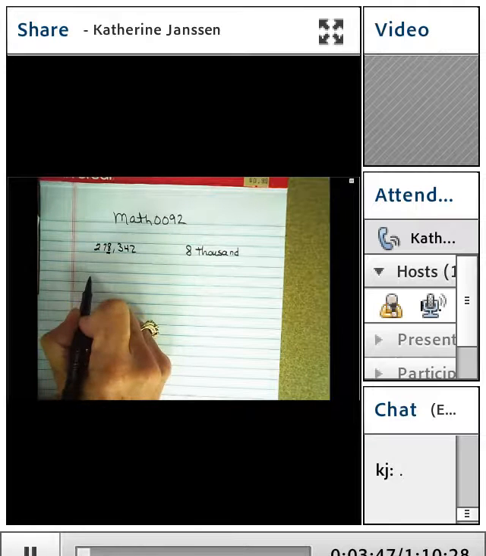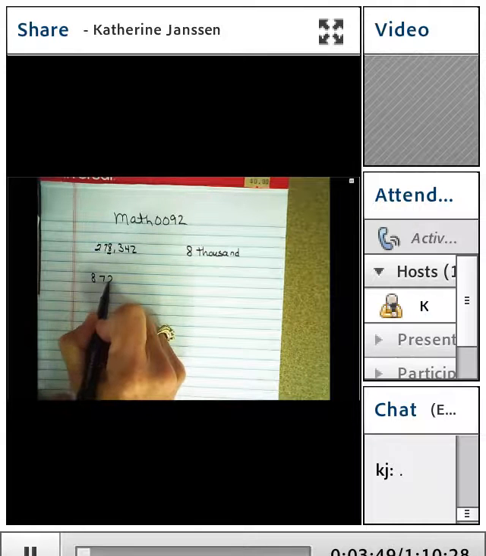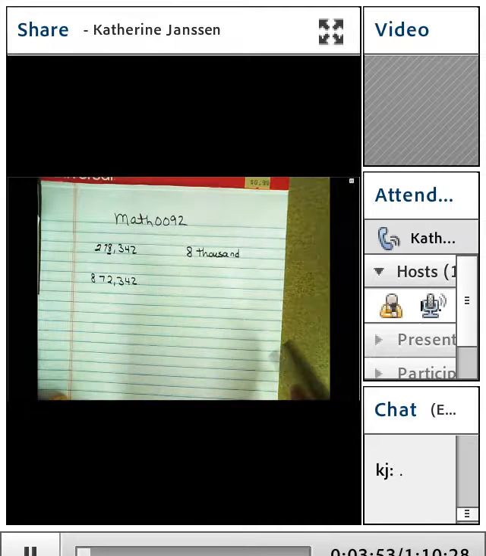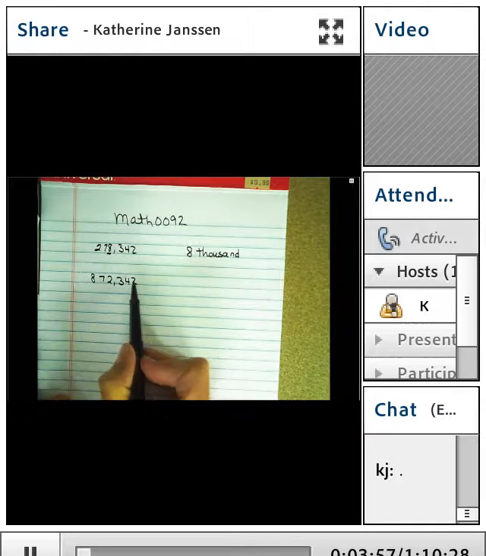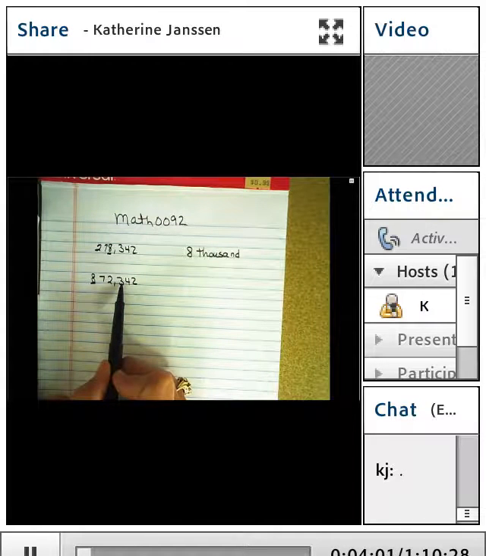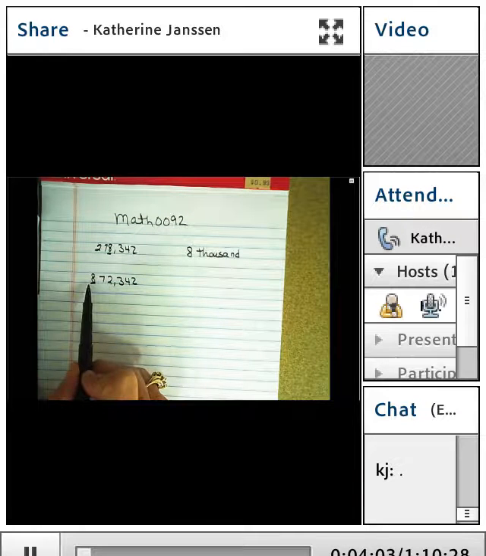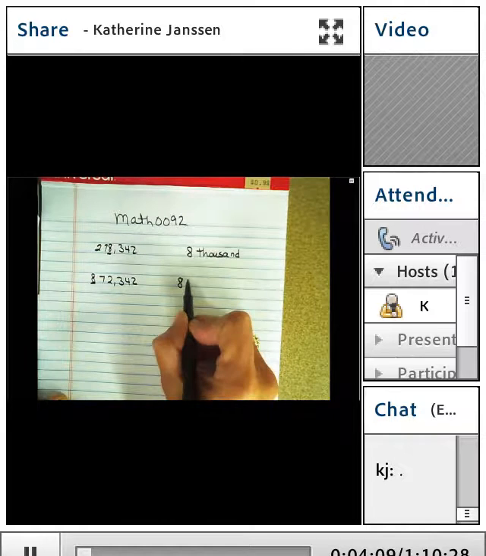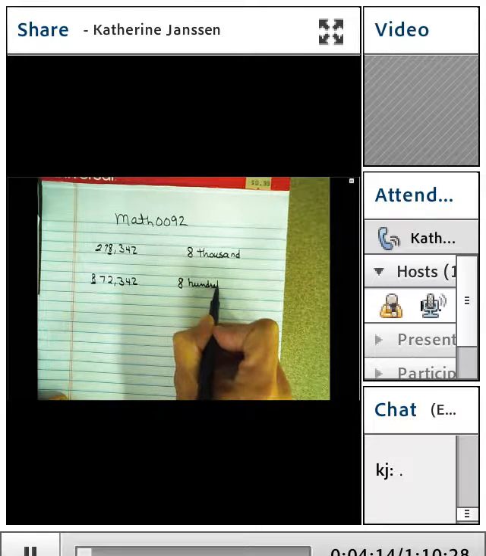Next number is 8, 7, 2, 3, 4, 2. And again, we're still trying to determine what the digit 8 means. So we're going to find the digit 8. Here's the ones period and the thousands period. In the thousands period, we have the ones and the thousands. So that's 800 in the thousands period.